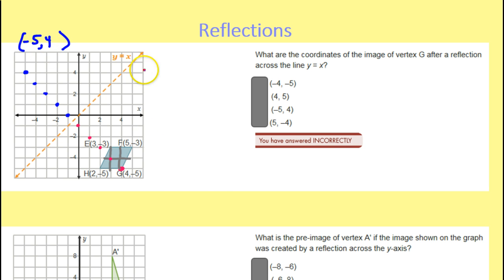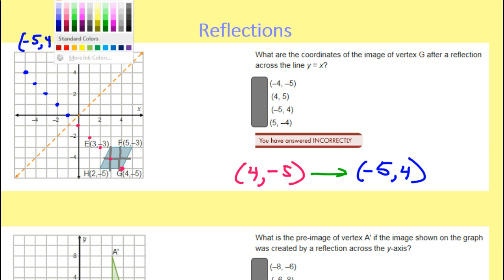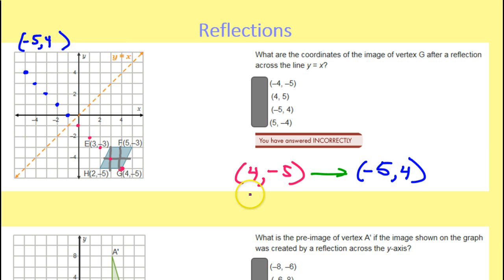Now let's look for a rule. So we started with the point 4, comma negative 5, right? And then we did this reflection, and we ended up with the point negative 5, comma 4. So what happened when we did this reflection over the line y equals x? Well, it looks like all that happened was the x and y just switched places.